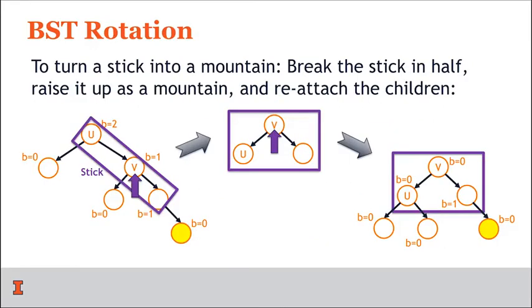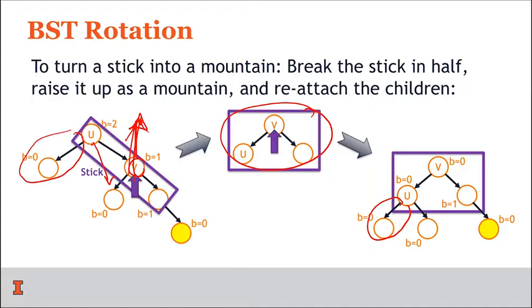To do that, I'm going to pick up the middle node in the stick, right here, this V, and raise it up. By pushing this whole node up, we see that this node is going to become a mountain. And then we simply repair all of the nodes. Notice to the left of U, there's a pointer. The node that was off the left of V is now going to be on the right of U. And the right of V is going to be untouched.